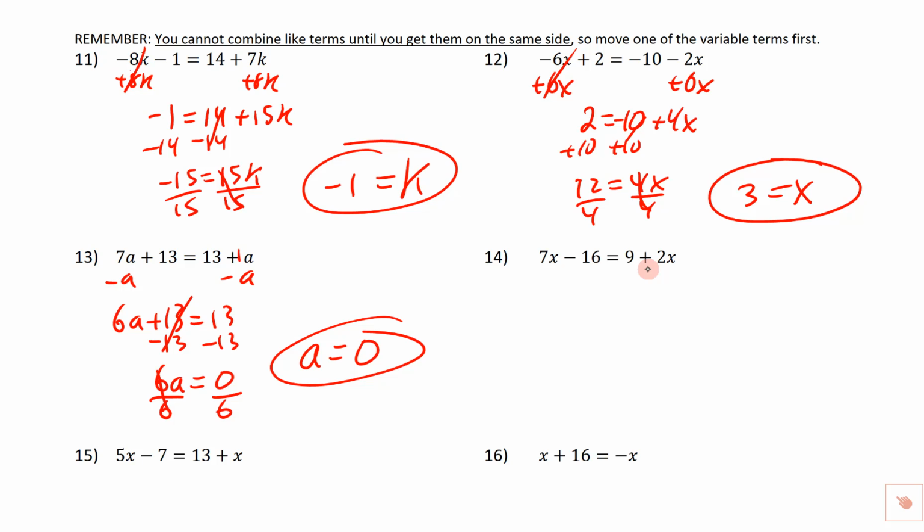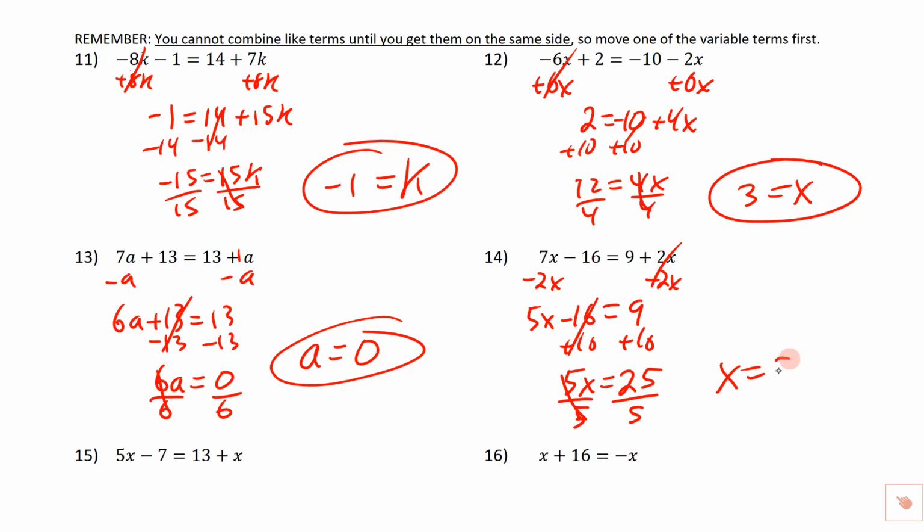Again, continuing to solve here, I'm going to subtract 2x from both sides because that's the smaller one. I get a 9 on this side, and I get a 5x here, and I get a negative 16. We're going to add the 16 to both sides because we're still isolating that variable term there. So this is 5x on this side, and that adds up to be 25 there. We're going to divide both sides by 5, so we end up with x equals 5. So there's our answer on that one.